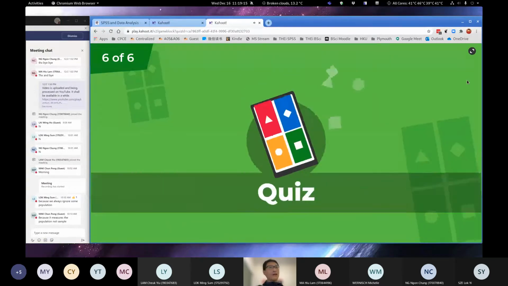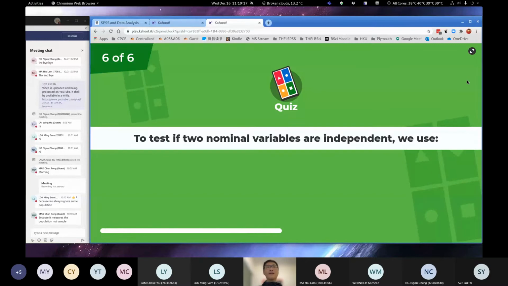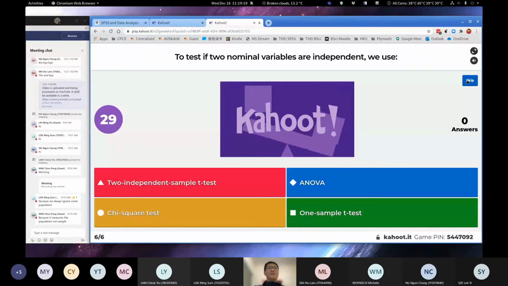Okay, so the last one. If you want to test if two nominal variables are independent, then what do you use? Now notice we are talking about nominal variables. Nominal variables are obviously not scale level, and they cannot be normally distributed. So which one should we use?